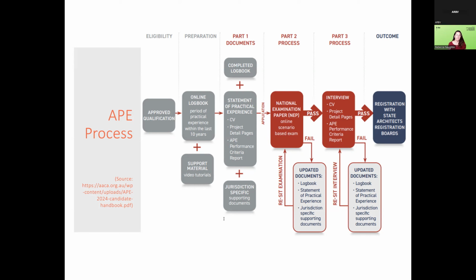The APE is a national examination and the dates are decided between the Architects Boards and the AACA. We update the dates annually on our website, and the dates are generally the same across all states and territories. The NEP, or the National Exam Paper, Part 2, is held nationally on the same day. The dates are provided publicly towards the end of each year, so it's important that you check our website for the APE dates. It is important to note for the APE, we will contact you as you progress through parts 1, 2, and 3.